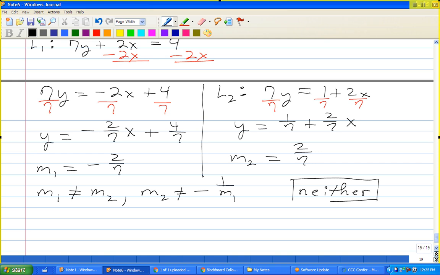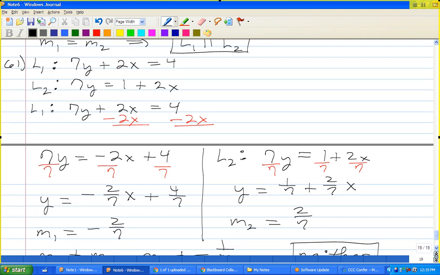Any questions about that? So just the fact that one is a negative of the other doesn't make them perpendicular. It has to be a negative reciprocal. And if one is the reciprocal of the other, that also doesn't make them perpendicular. It has to be the negative reciprocal. Let me do problem 63.